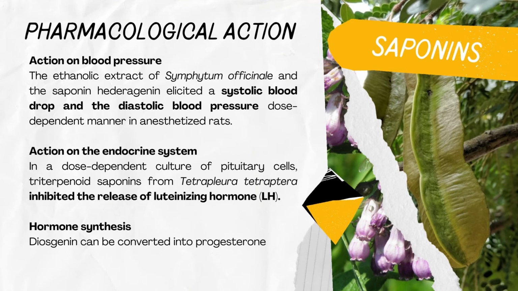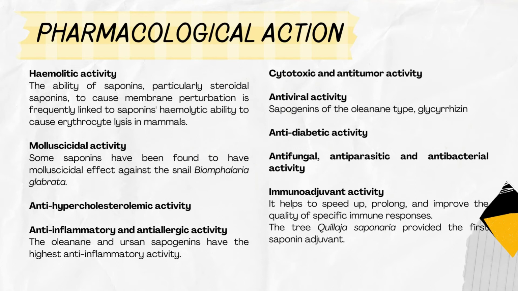The ethanolic extract of Symphytum officinale and the saponin hydrogenin elicited a drop in systolic and diastolic blood pressure. On the endocrine system, Tetrapleura tetraptera inhibited the release of luteinizing hormone, and in terms of hormone synthesis, diosgenin can be converted into progesterone. In addition, saponins encompass a wide variety of pharmacological properties including hemolytic, molluscicidal, anti-hypercholesterolemic, anti-inflammatory, anti-allergic, cytotoxic, anti-tumor, antiviral, anti-diabetic, antimicrobial, and immunoadjuvant activity.